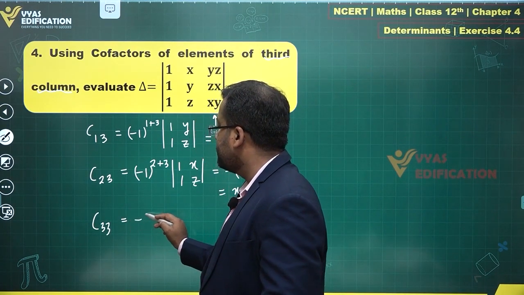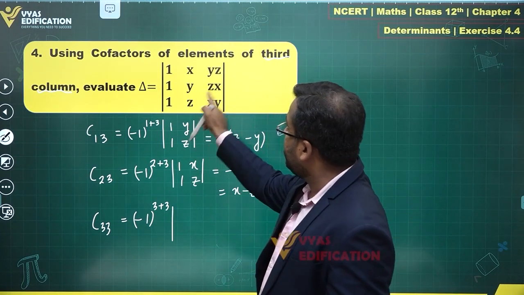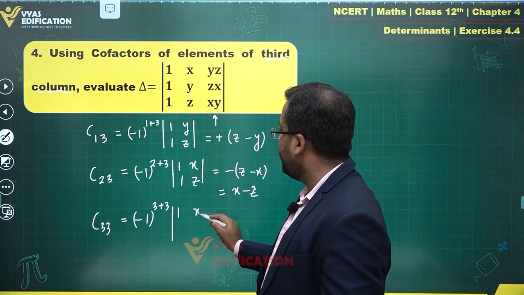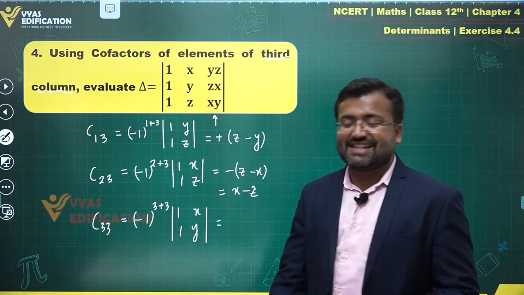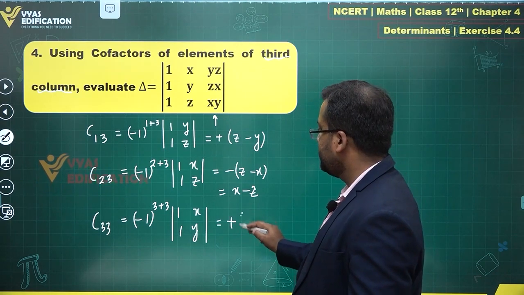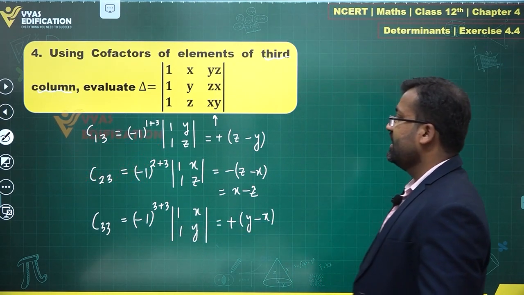C33 is the next element, which will be minus 1 power 3 plus 3 times the determinant formed by removing the third row, third column. What is that? 1 x 1 y. This will be equal to, if you observe, 1 power 6 is plus, y minus x. Y minus x is what I'll get.